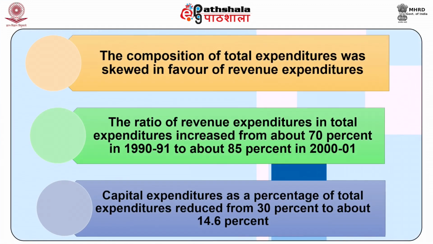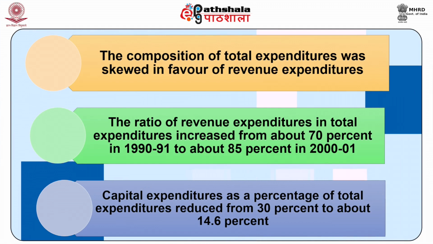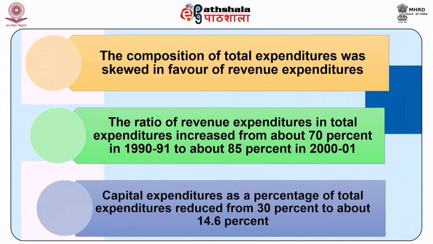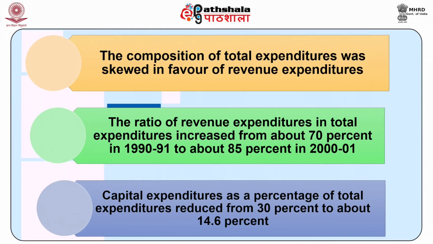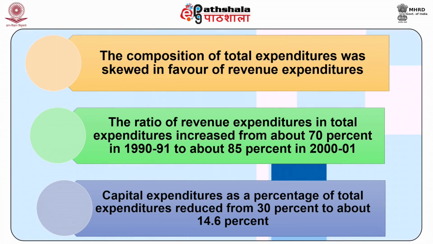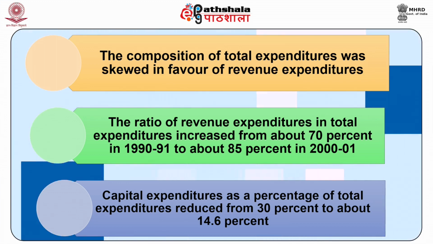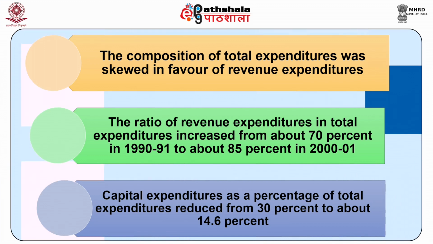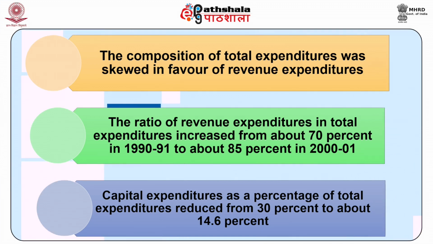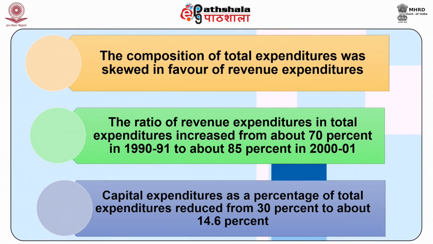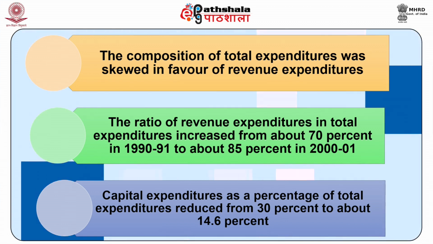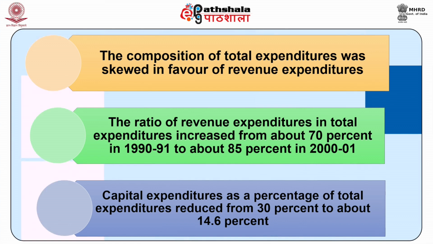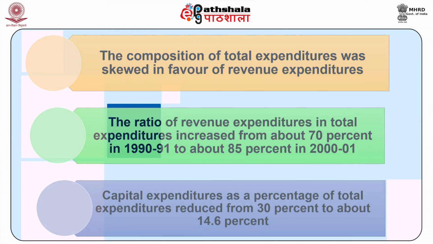The composition of total expenditures was skewed in favor of revenue expenditure, and the ratio of revenue expenditures in total expenditure increased from about 70% in 1990-91 to about 85% in 2000-2001. Capital expenditures as a percentage of total expenditures reduced from 30% to about 14.6%.